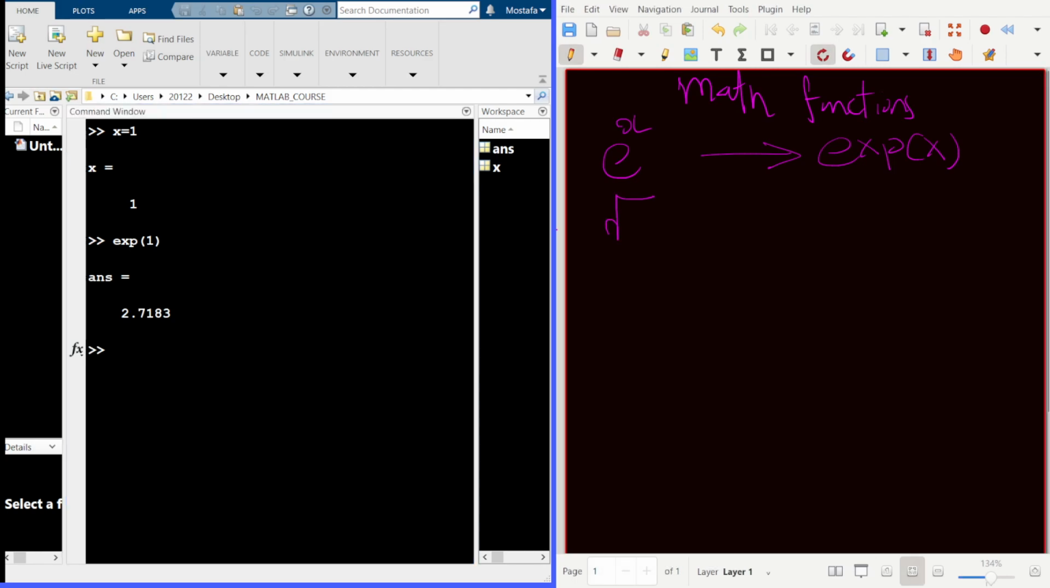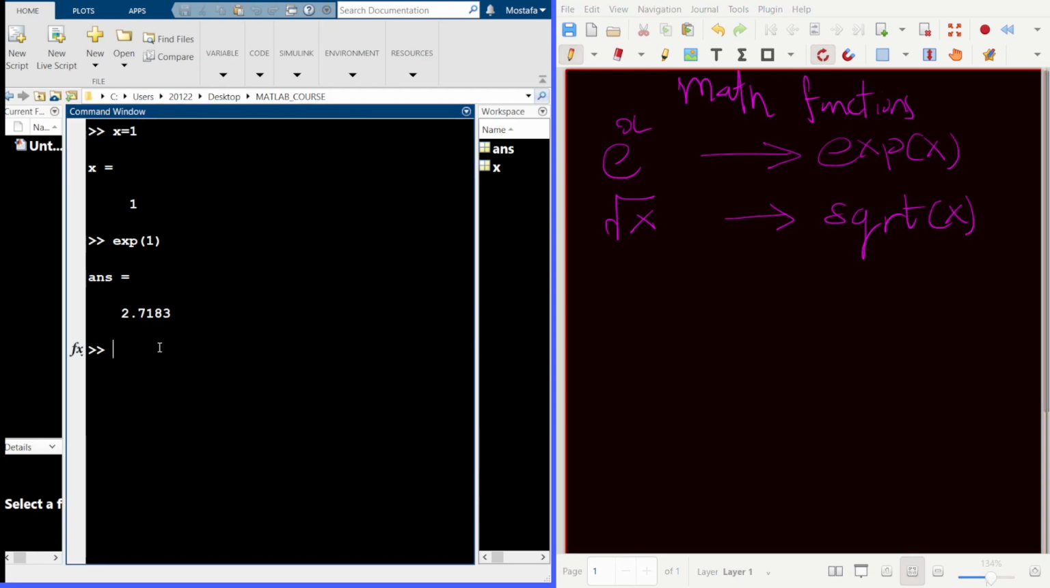Another important function is the square root, and the square root is sqrt of x. So, for example, let's make x equal 5, and I ask MATLAB to calculate sqrt of 5, and that will give me 2.2361.